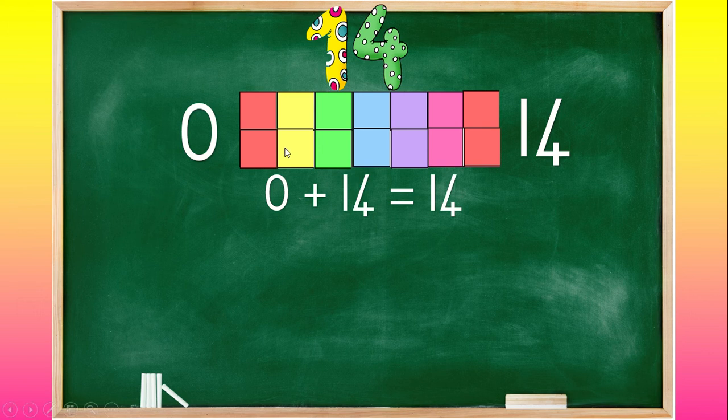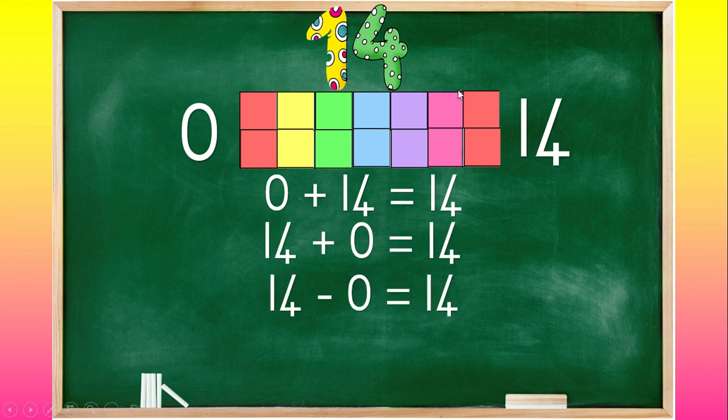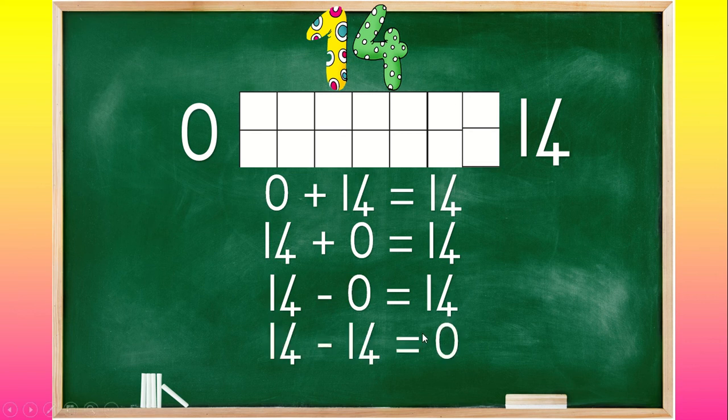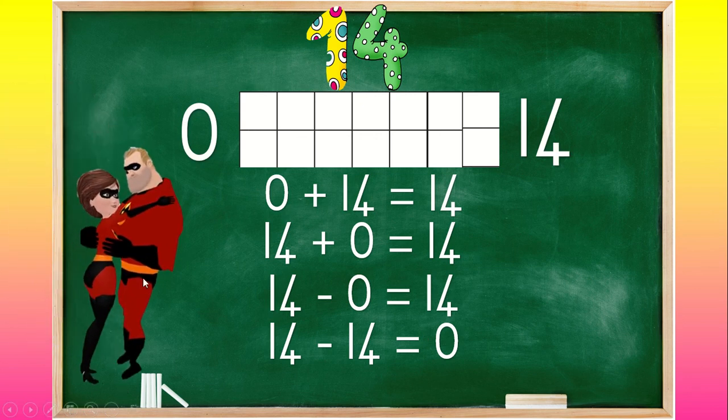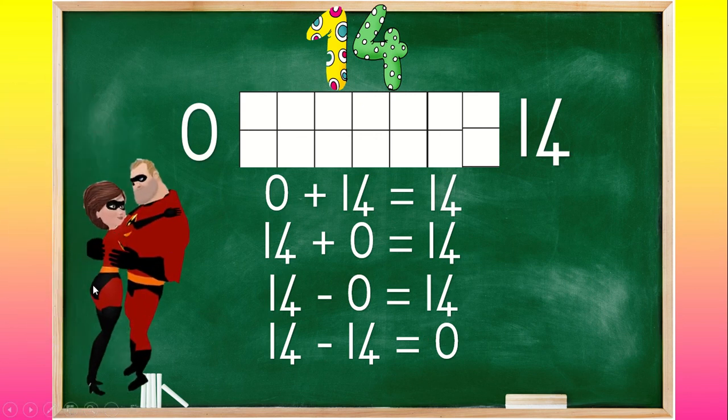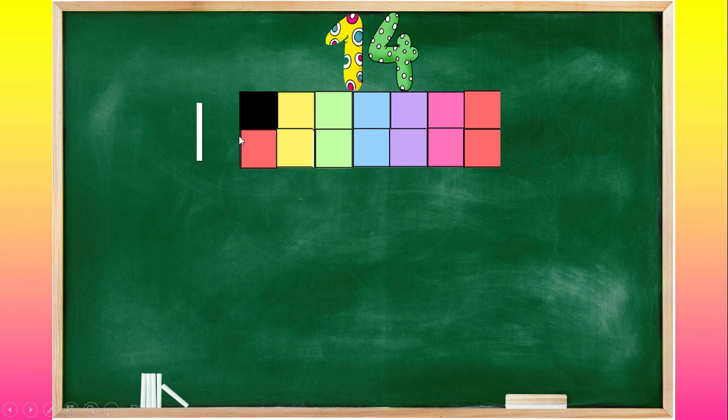But if I have 14 blocks and I add 0, I also get 14. If I have 14 blocks and I take away nothing, I'm still left with the 14. And if I have 14 blocks and I take away 14, let's see. 1, 2, 3, 4, 5, 6, 7, 8, 9, 10, 11, 12, 13, 14. So, if I have 14 blocks and I take away my 14 blocks, I'm left with 0. So 0 and 14 are friends, just like Mr. Incredible and Elastigirl.